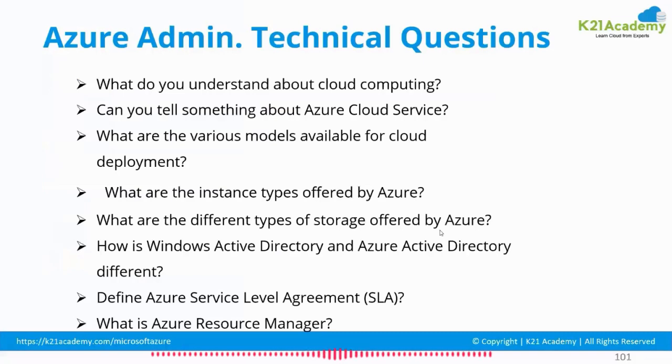We have already discussed what are the different models that are available. We have already discussed what are the instance types offered in Azure. In general, what are the different instance types that are available on Azure? In virtual machine, you have different VM sizes. So those are also called instance types. General compute instance type is there, memory optimized instance type is there, storage optimized instance type is there, like that. All right.